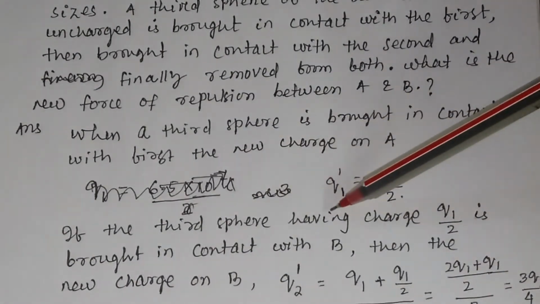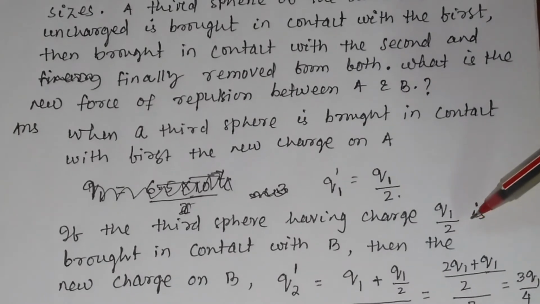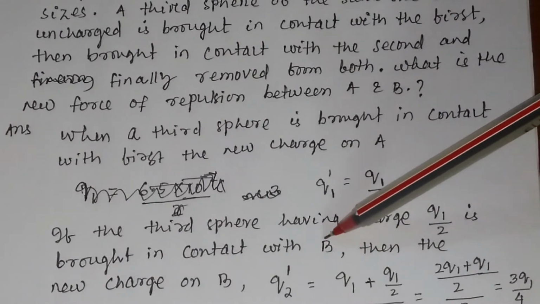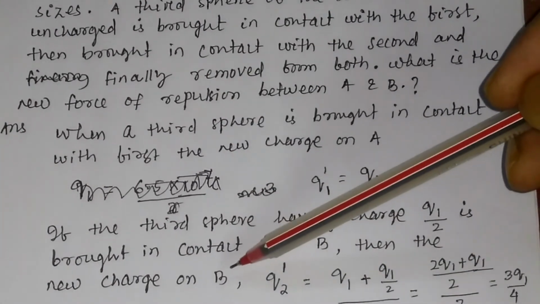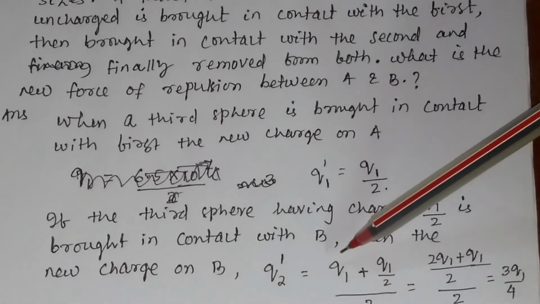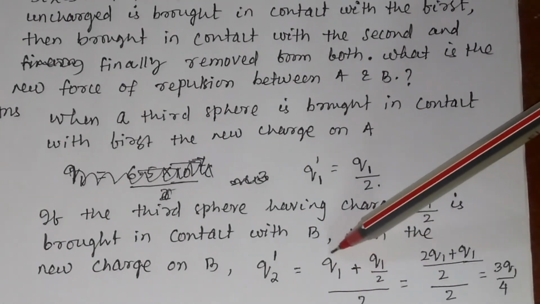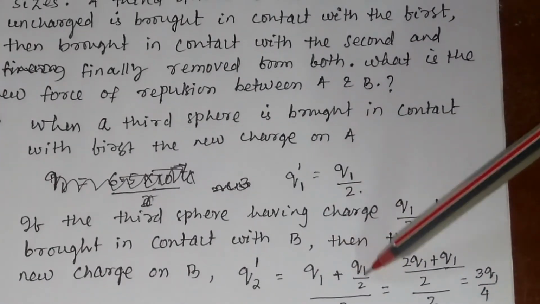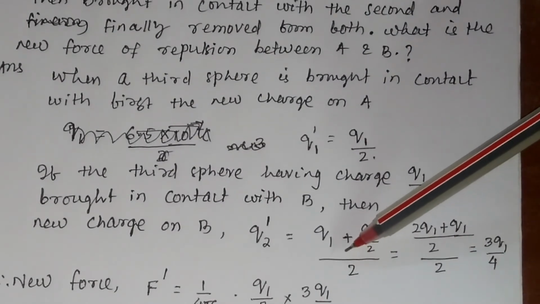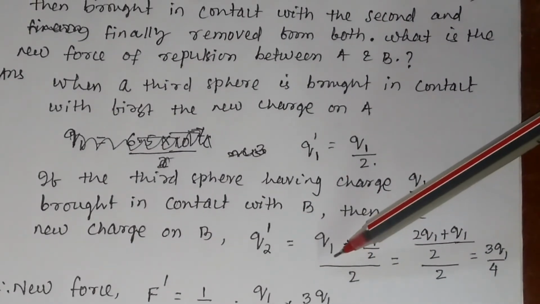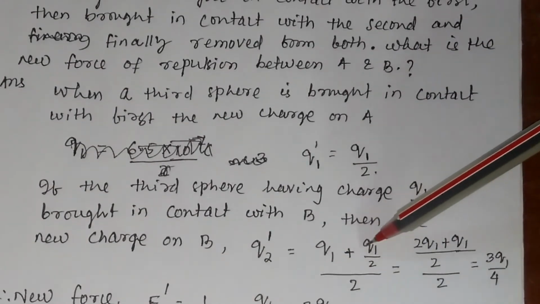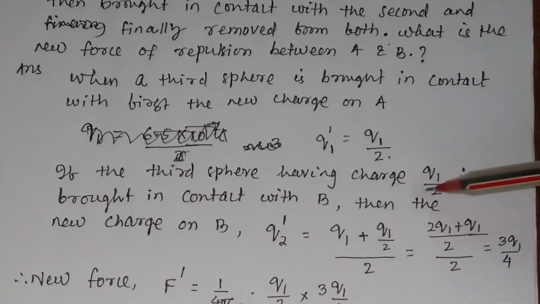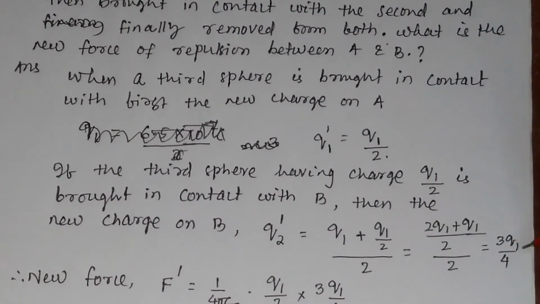Now the third sphere has charge Q1 by 2, and it is brought in contact with the second sphere, that is B. At first the sphere B has charge Q1, and now it gets the charge Q1 by 2. So Q1 plus Q1 by 2, and this charge will get divided into half. So Q1 plus Q1 by 2 divided by 2. The new charge on B will be equal to 3 Q1 by 4.